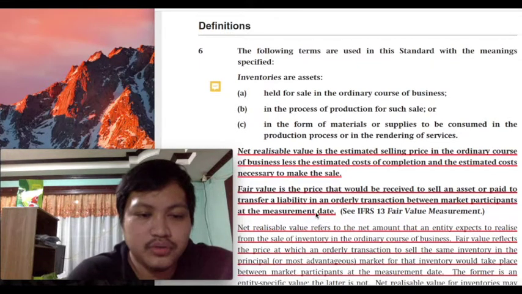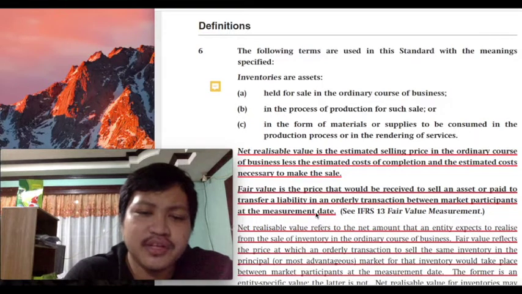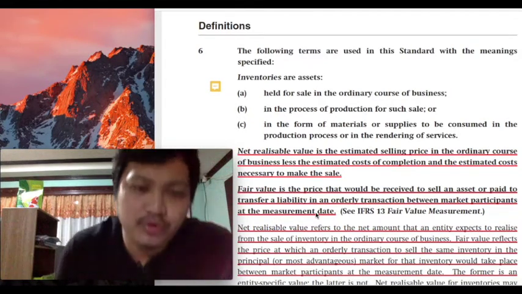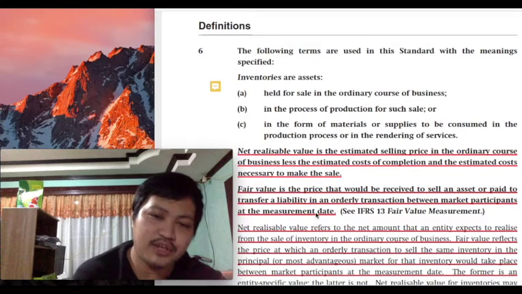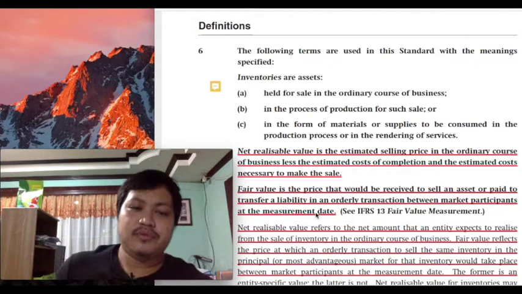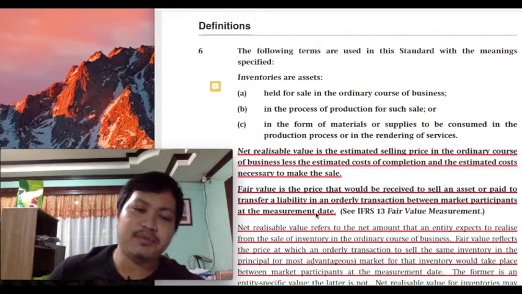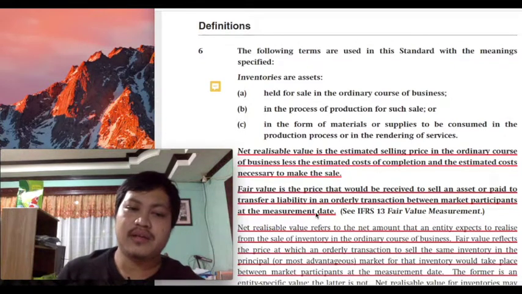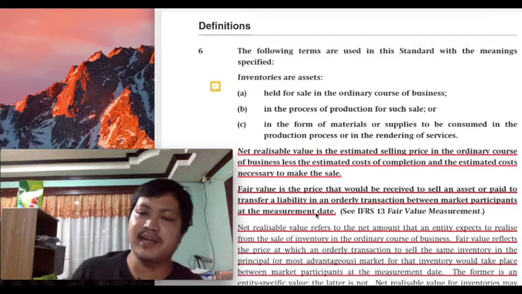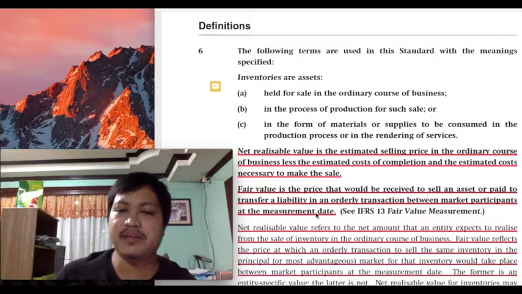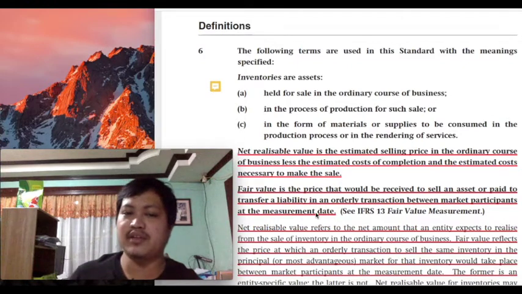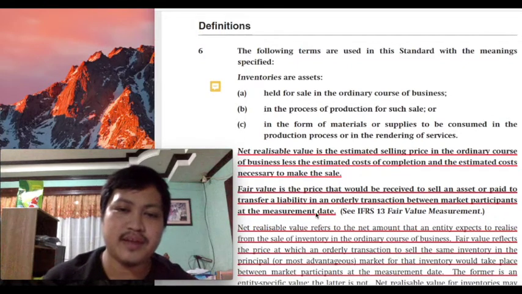Now, moving on to the measurement of inventories class, we will have to deal with two important terminologies here, which would be our net realizable value and your fair value. So this is a very important class. This will be asked a lot of times. Net realizable value is the estimated selling price in the ordinary course of business less the estimated cost of completion and the estimated cost necessary to make the sale.